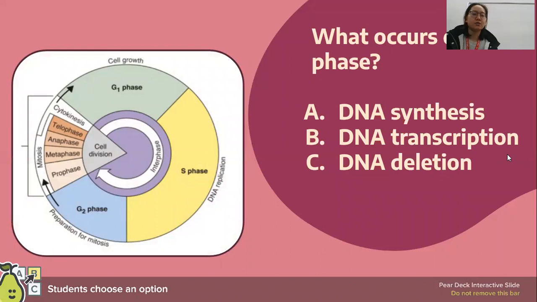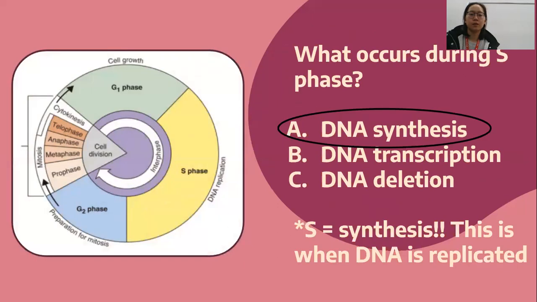Here's a question for you to answer, just as a review of our last slide. It says, what occurs during the S phase? Is it A, DNA synthesis, B, DNA transcription, or C, DNA deletion? Go ahead and answer that in your Pear Deck. The correct answer here, obviously, is DNA synthesis. The S literally stands for synthesis.